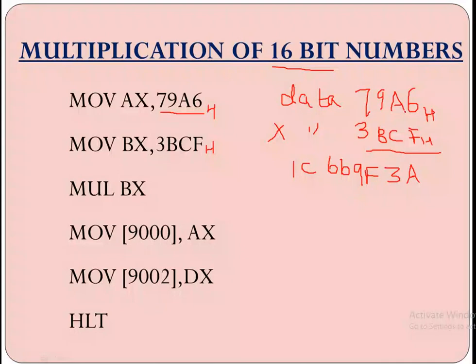For 79A6, I have taken a register AX, a 16-bit register. Now I am moving this immediate data to AX. So after this execution, in AX I'll have the content 79A6.